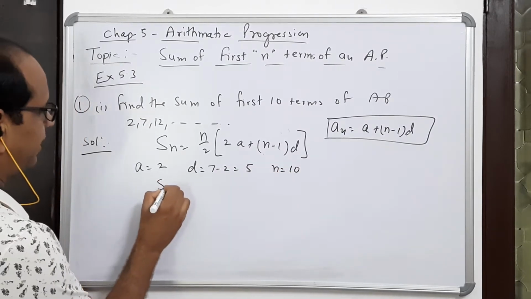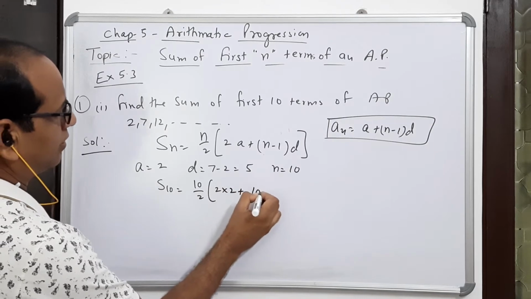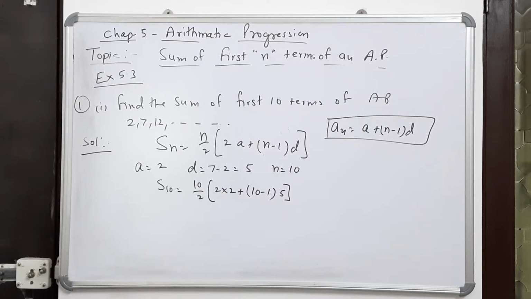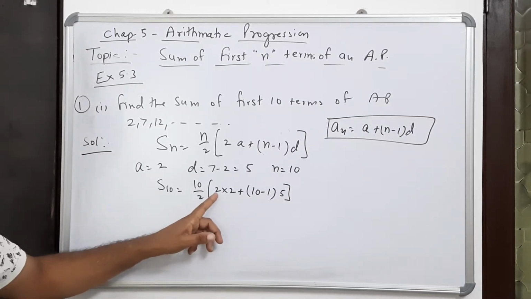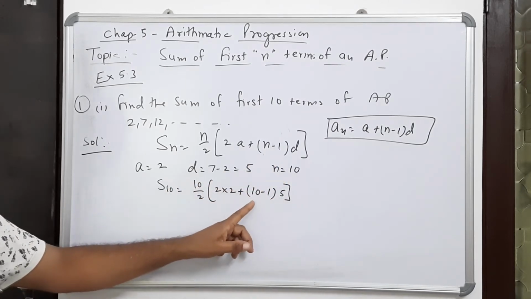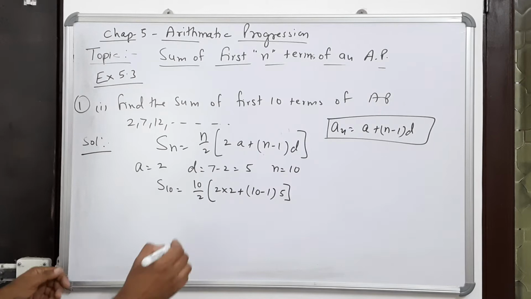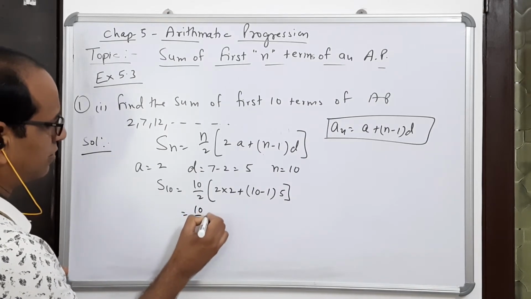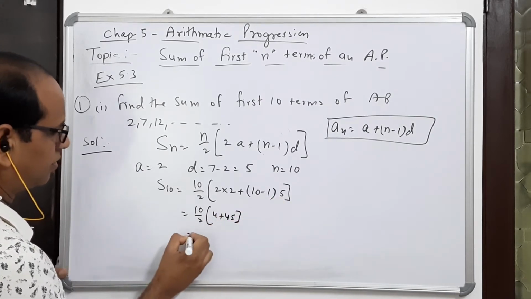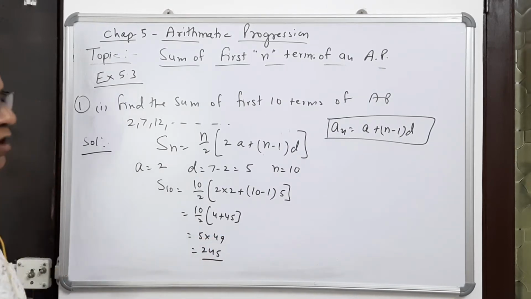So by using the formula, S10 equals 10 upon 2 into (2 into 2 plus (10 minus 1) into d). See this part, this part is very important. It is n by 2, 2a, the value of a is 2, n minus 1, the value of n is 10 minus 1, d, the value of d is 5. Even if I leave the sum here, you can all solve it. It is 4 plus 9 into 5, that is 45. So it is 5 into 49. So the answer is 245.